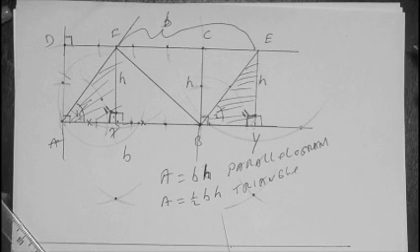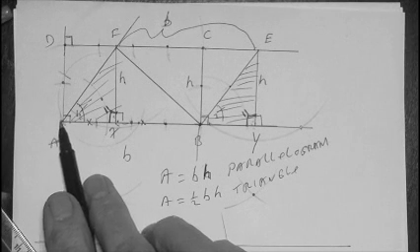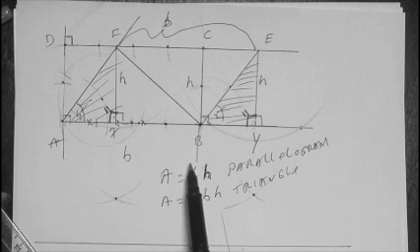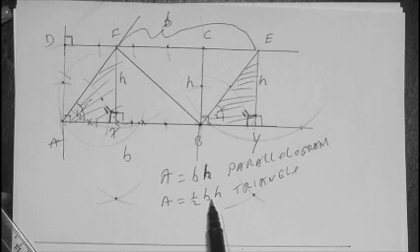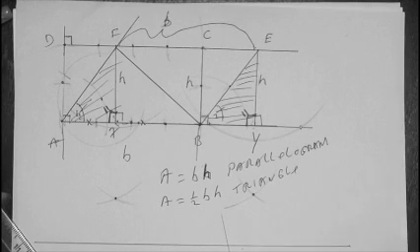I think we've got it. Two things. The area of the parallelogram is equal to its base, the length across here, times its height, the distance between the two parallel lines. And the area of the triangle is half of that. Half of the parallelogram is a triangle. Cool. I think we've got it.